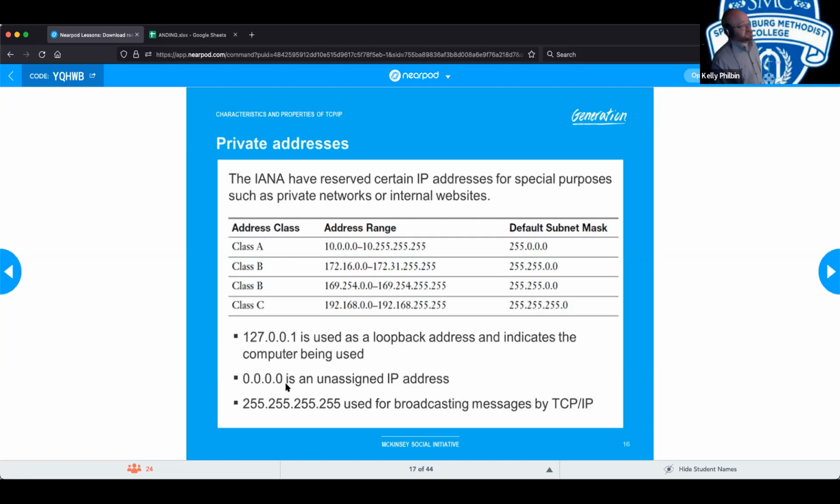Questions? Yes, please take a screenshot of this and know these ranges, because they will ask you: is this a public? Is it a private? Is it class A, B, or C? And they may put you just one number outside these ranges or two to see if you actually know the ranges. So yes.